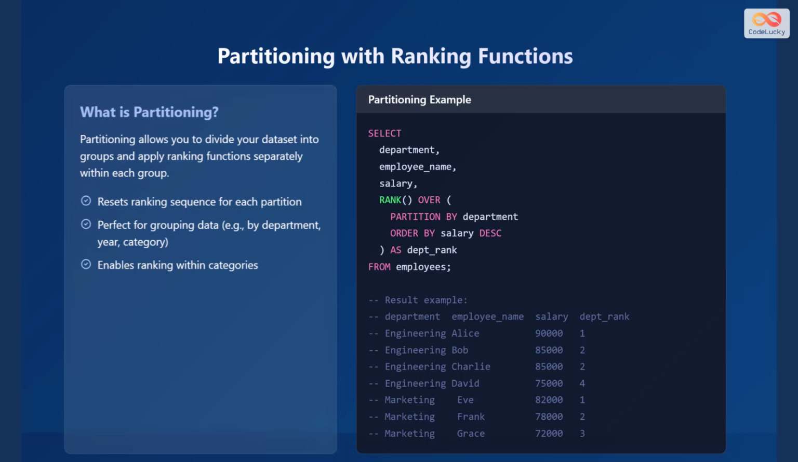For marketing, Eve has a salary of 82,000, and the department rank is 1. For marketing, Frank has a salary of 78,000, and the department rank is 2. And for marketing, Grace has a salary of 72,000, and the department rank is 3.